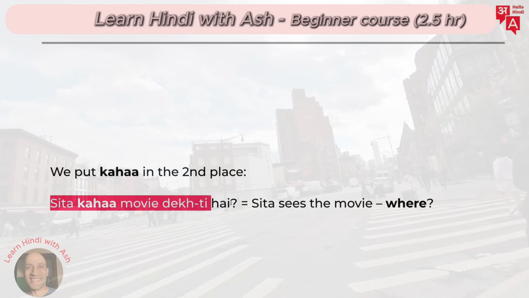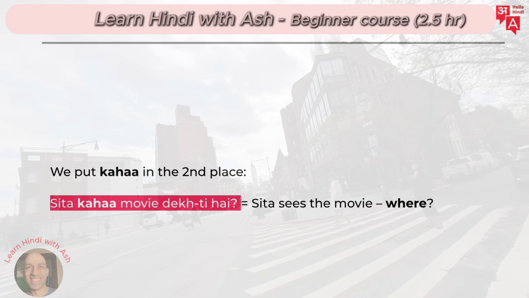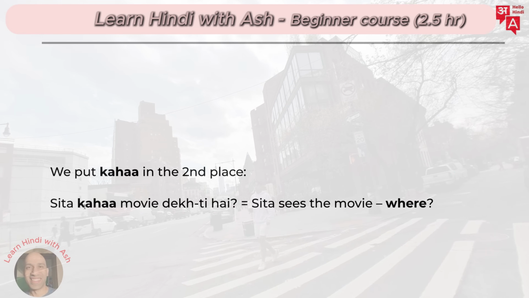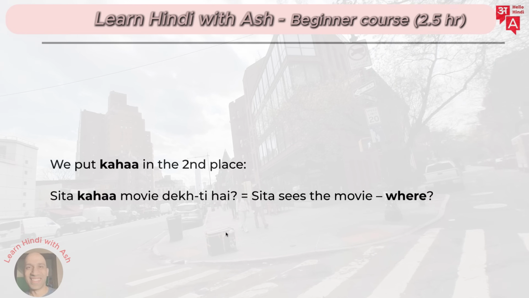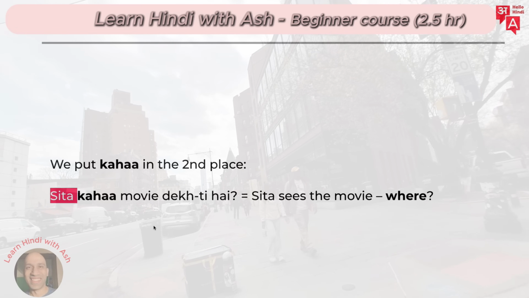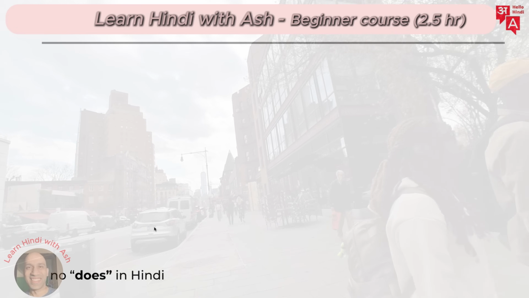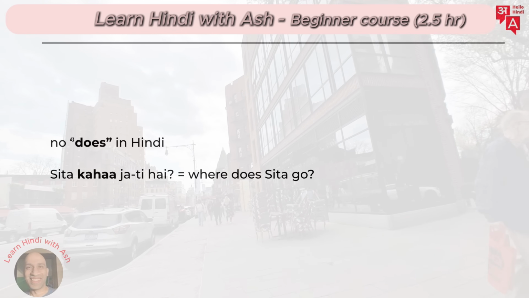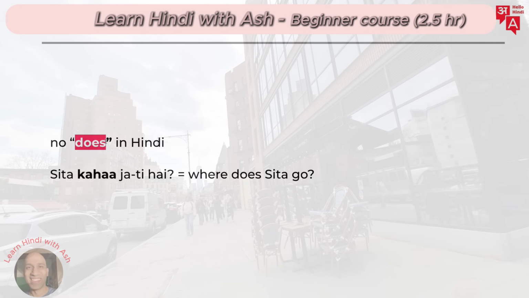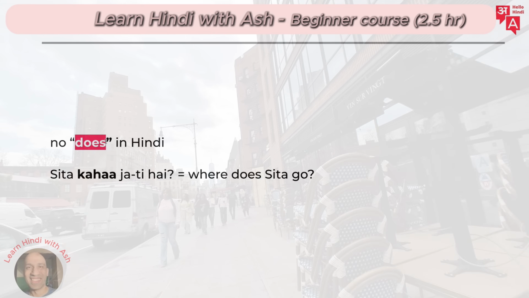So Sita Kahaa movie dekhti hai. She sees it in a movie theater or at home or in the garden. All of these. Sita Kahaa movie dekhti hai. Know that Sita is the name of a woman. Now let's see this main idea here. In Hindi, we don't have the equivalent of does, right? We don't need it, right?